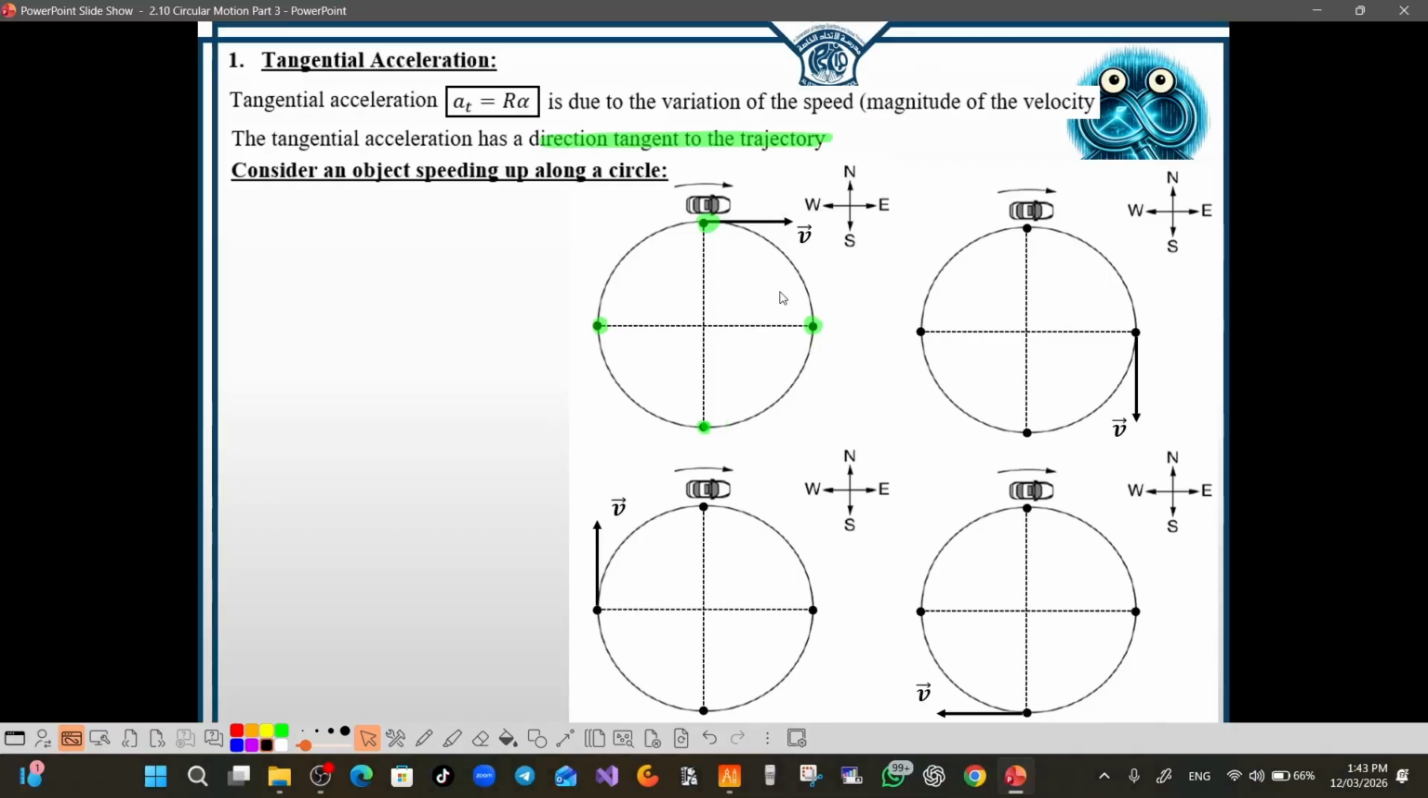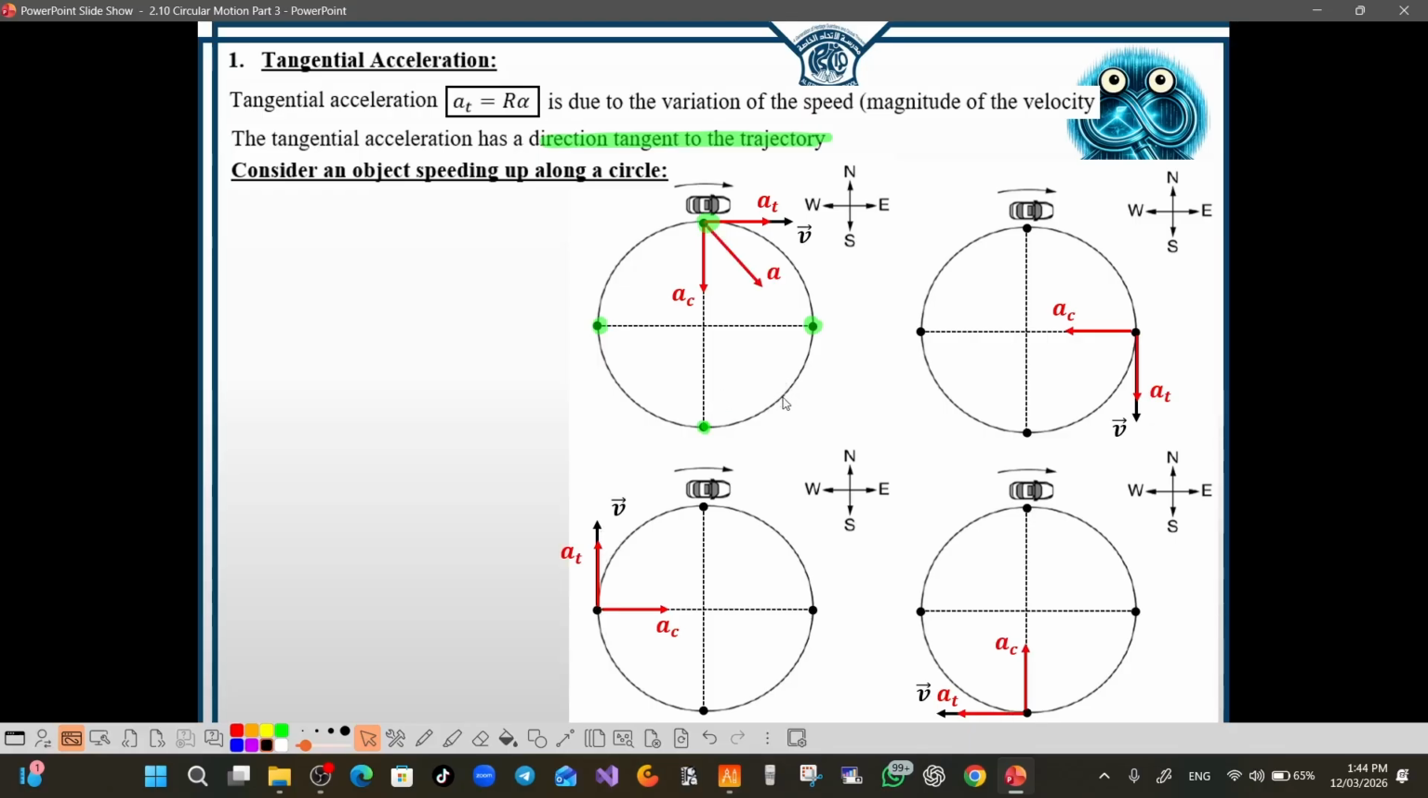What about the centripetal acceleration? In circular motion, the centripetal acceleration always exists, and it's toward the center at different locations. So centripetal acceleration is toward the center here, toward the center there, and at this point and that point. Now, since the object is speeding up, the tangential acceleration will always have the same direction as the velocity, and it should also be tangent to the path. So the direction of the tangential acceleration will be this one, and here, and there. And from unit 1, we learned that if the acceleration and the velocity have the same direction, then the object will speed up. This is why we draw it in the same direction as the velocity.